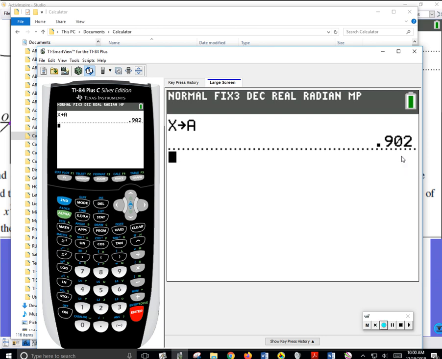I still can't get the intersection. Let me look. Good. Oh, you have to use second quit. What you're doing is you're accessing this calculation.